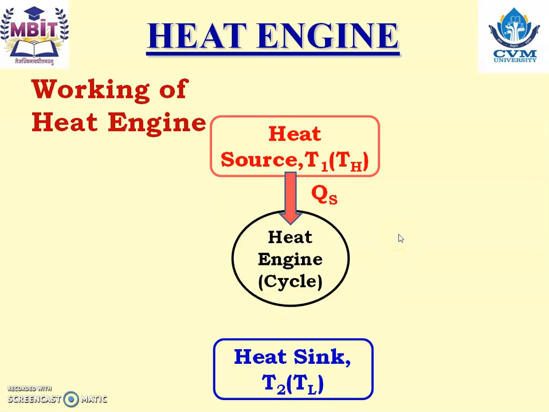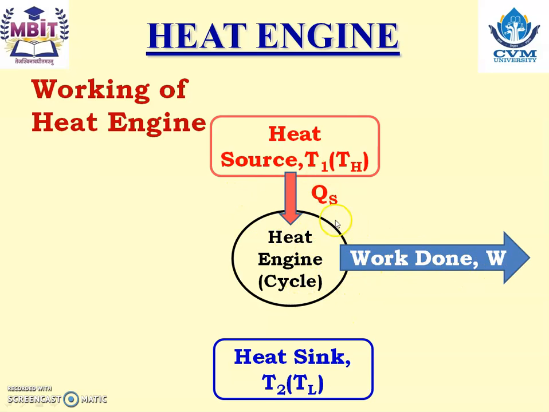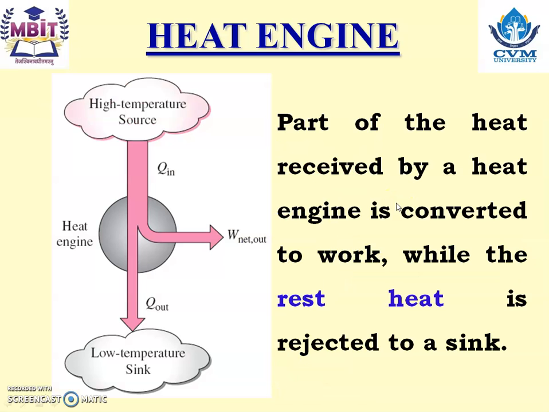Now, as we know from the first law of thermodynamics, heat is converted into work done. So here the heat engine, which works on a cycle, converts the heat into work done. But as we know, it cannot completely convert heat into work. Some of the heat received by the heat engine is converted into work, while the rest of the heat is rejected to the sink. It means some of the heat is converted into work done, but part of the heat is rejected to the heat sink.